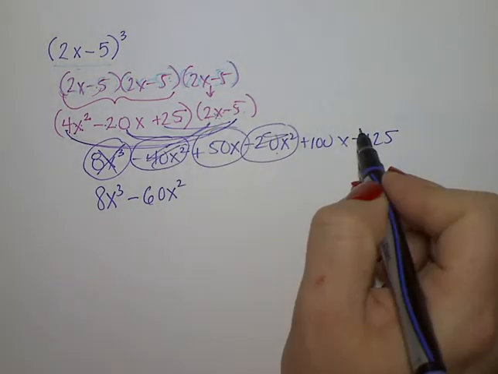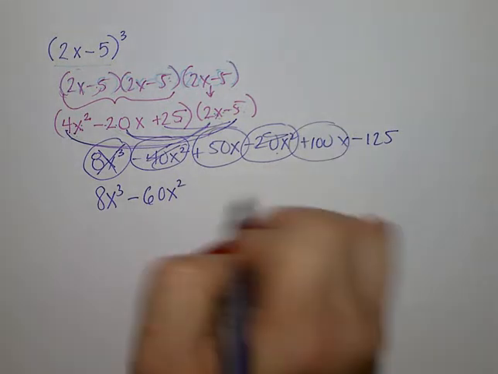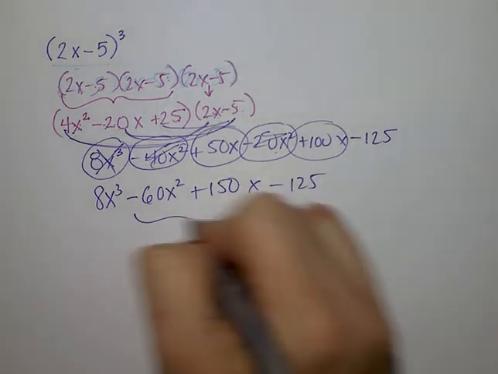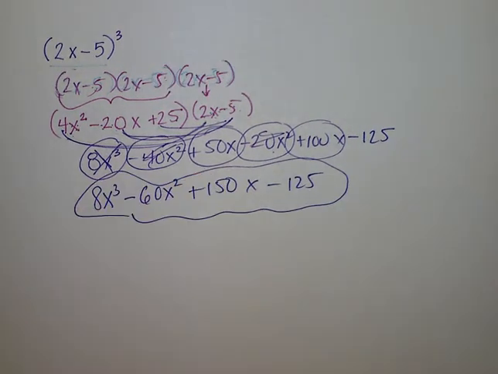Positive 50 and positive 100 would be 150x. Subtract 125. Red cup, green cup, based on your understanding. Red cup, green cup for me, please.